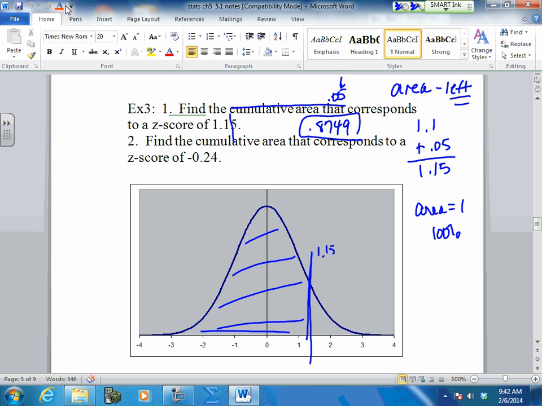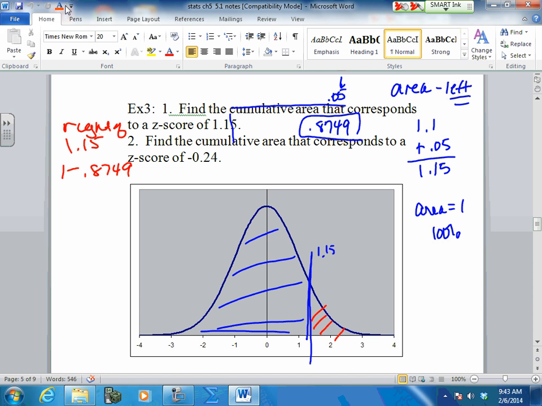Now, if this is greater than 50%, I know I'm on the right track. If this said, find the area to the right of 1.15, then we want this little area right here. Could that be larger than 50%? No. So when I look up this score in my table and I get this large number, what should I do? Subtract it from 1. So anything to the right, I want to subtract from 1.